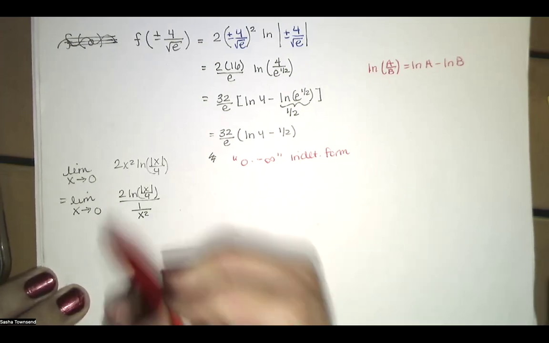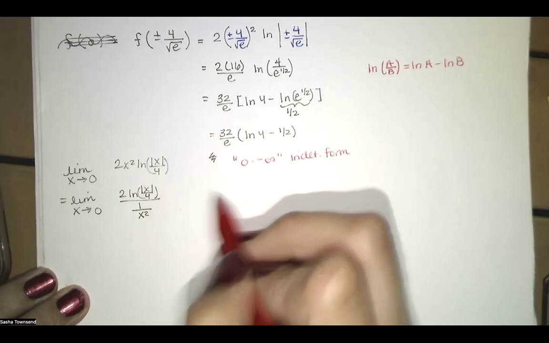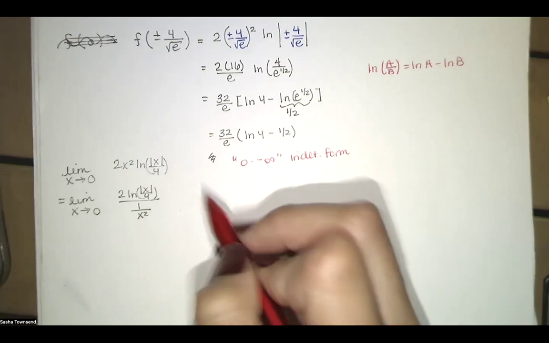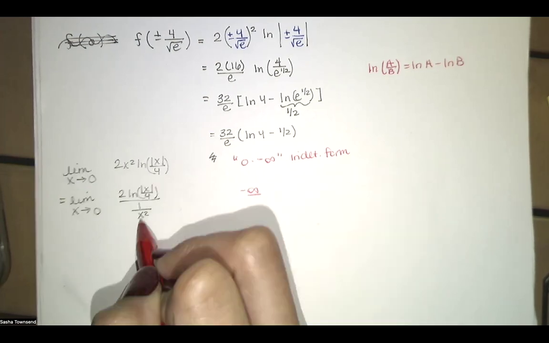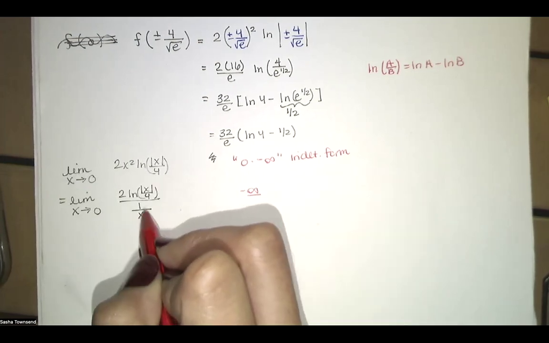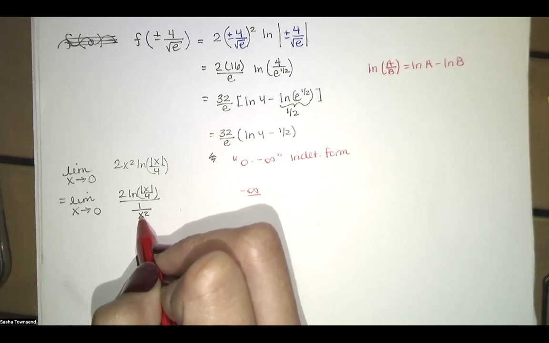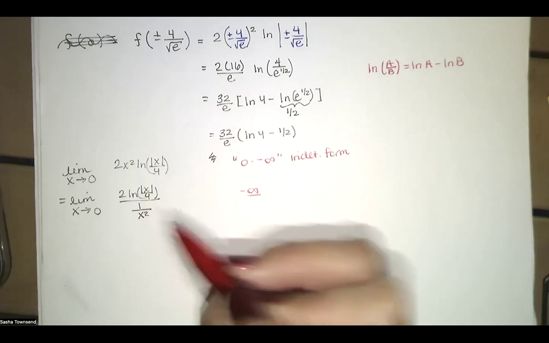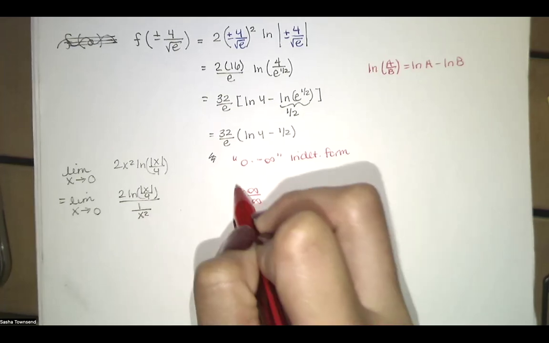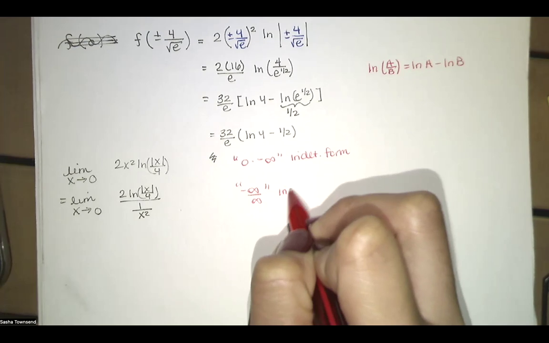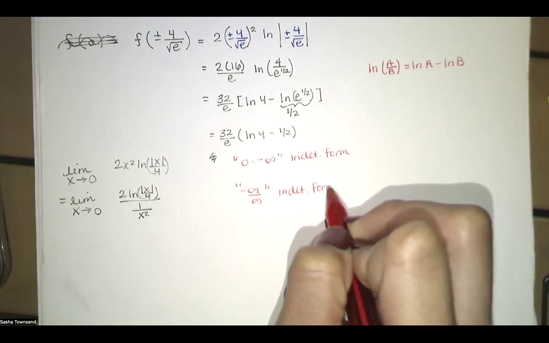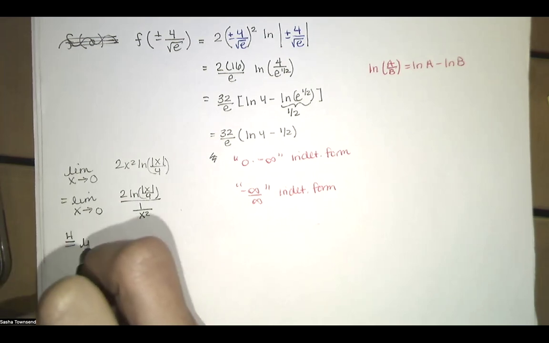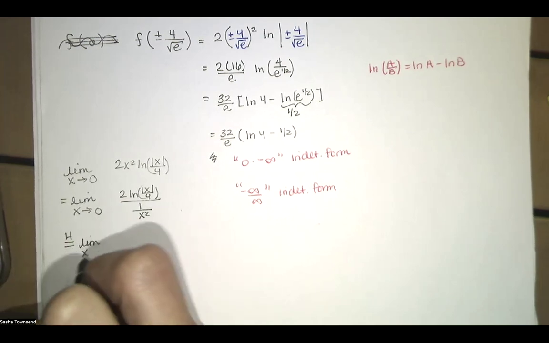Now the numerator is approaching negative infinity, because I've got a very large negative number here times 2. It's going to still go to negative infinity. And as x approaches 0, x squared is always positive. So this is 1 divided by a tiny positive number if x approaches 0 and x is not equal to 0, right? So 1 divided by a tiny positive number is a large positive number. So that's an infinity, negative infinity divided by infinity indeterminate form. So we can use L'Hopital's rule. By L'Hopital's rule, this limit is equal to this limit.